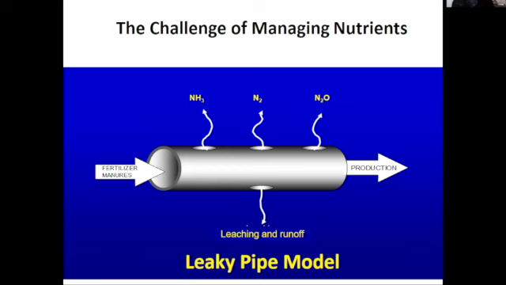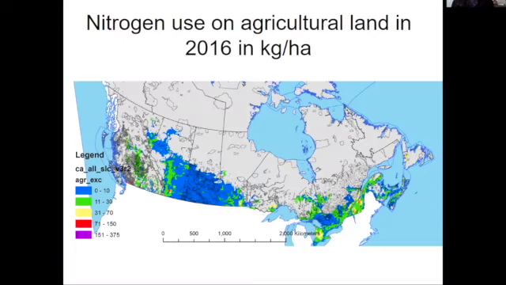So this map of Canada shows nitrogen use on agricultural lands, 2016 data. It doesn't change that much from year to year. And you can see the lower Fraser Valley over here, as you know, and it's a hotspot. It's not a very big area, but it's about as hotspot as you get in Canada in terms of nitrogen use. And so it's important, the nutrient inputs that come into this area.